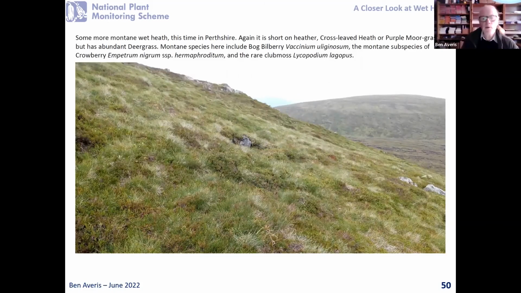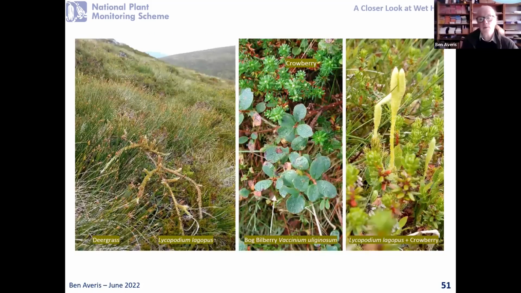The next photo has some more montane wet heath. This is one place I was in last year up in Perthshire, where again, lots of deer grass. You can see that a bit more obvious there, and some very short heather in there. There's quite a montane flora scattered through it, including bits of quite a rare species of club moss. In fact, the next page has some closer pictures of some of the things we can find. That rare club moss, Lycopodium lagopus, quite an exciting find. And bog bilberry can get into these montane wet heaths as well. And crowberry of the montane kind, the subspecies hermaphroditum.